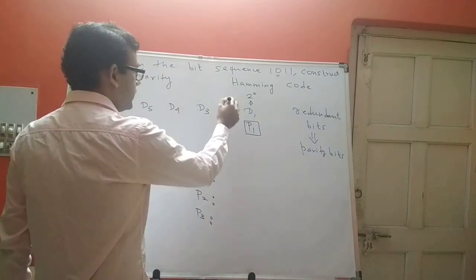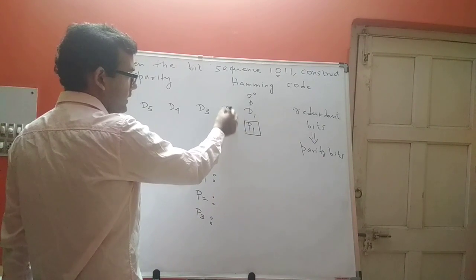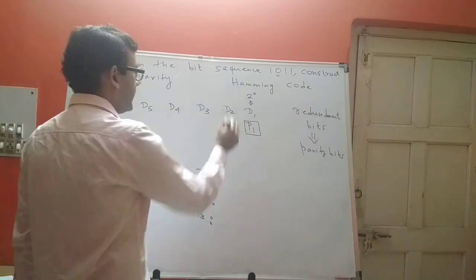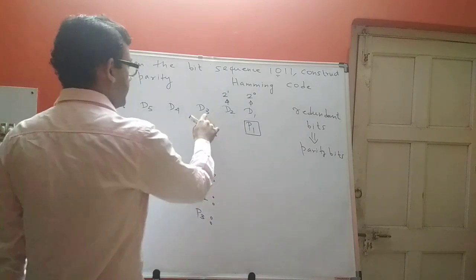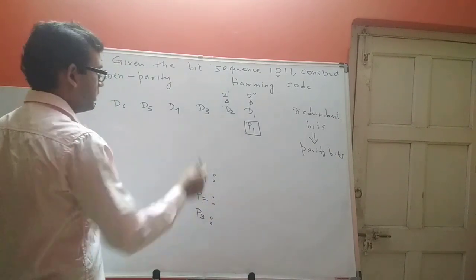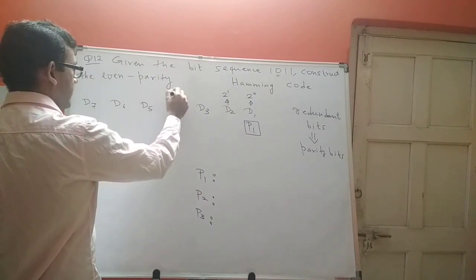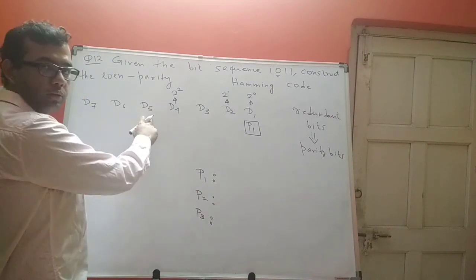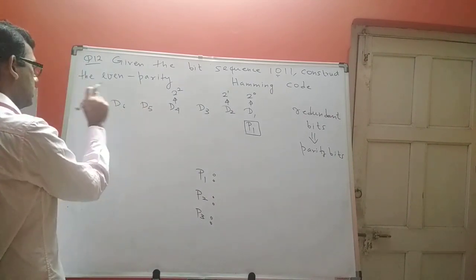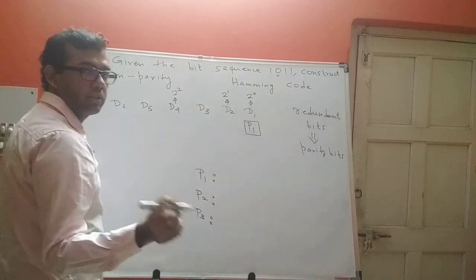Similarly, what about position 2? Can I express position 2 as a power of 2? Yes, I can. I can write 2 to the power of 1. Can I express 3 as a power of 2? I cannot. Can I express 4 as a power of 2? Yes, I can. I can write 2 to the power of 2. Can I express 5 as a power of 2? I cannot. Can I express 6? I cannot. Can I express 7? I cannot. So these will be the positions of my parity bits.